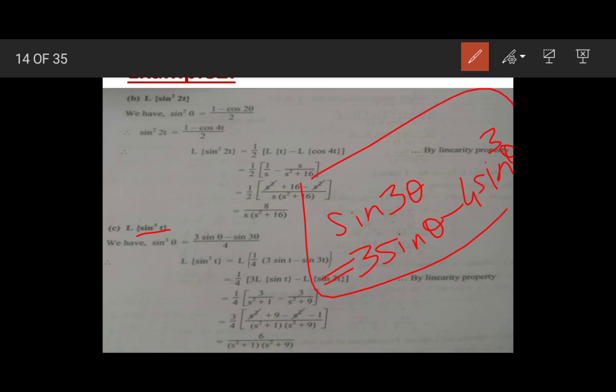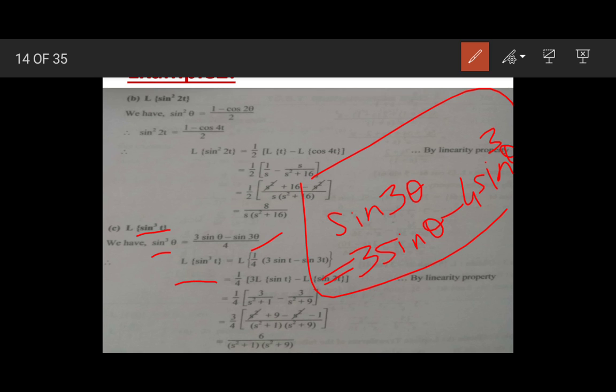Sin cube theta is given. Again we don't have a direct Laplace transform for sin cube theta, so here we use the formula of sin 3 theta. We know that sin 3 theta is equal to 3 sin theta minus 4 sin cube theta. So we are going to use this formula and convert this sin cube theta into 3 sin theta minus sin 3 theta upon 4.